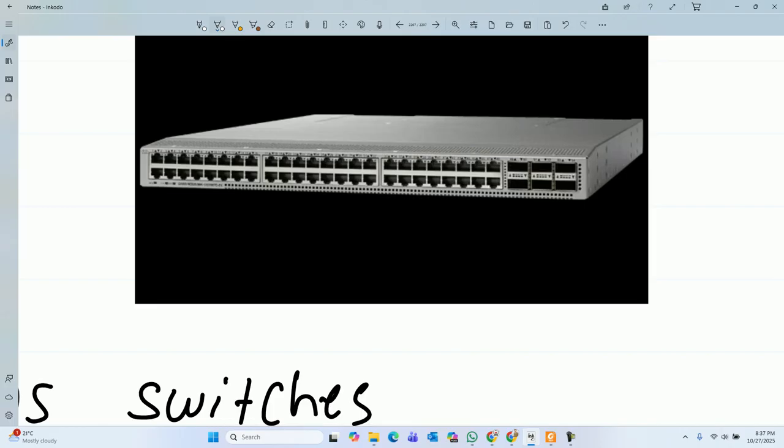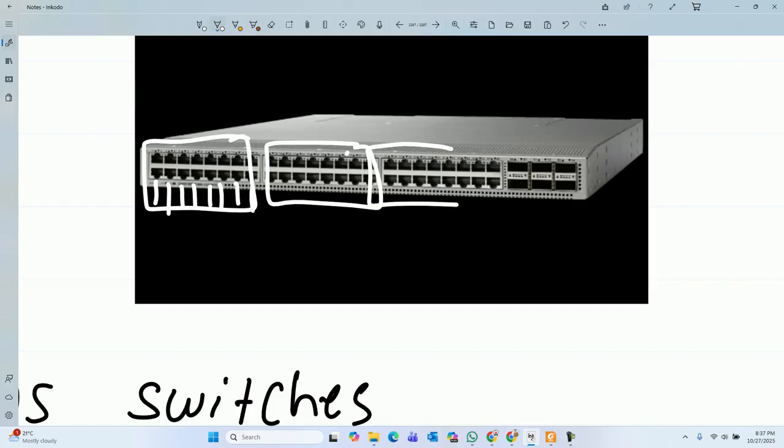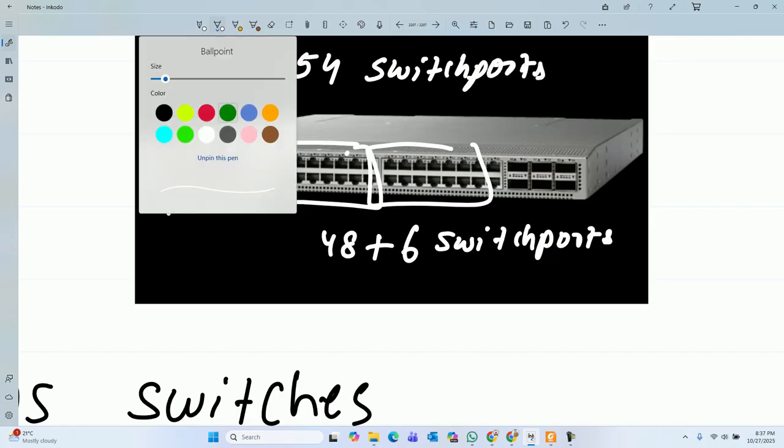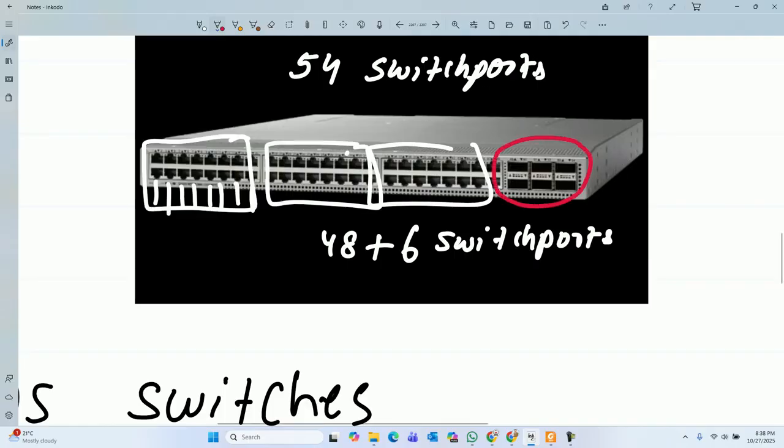So you notice the number of interfaces, 1 2 3 4 5 6 7 8, so 16 plus 16 plus 16, so we have 48 plus 6 switch ports. So in this case we have a total of how many interfaces, guys? 54 switch ports, right? Okay, I'm very sure that all of you know why we have these special interfaces. What is the role of these interfaces?